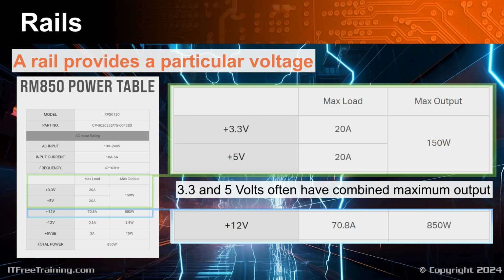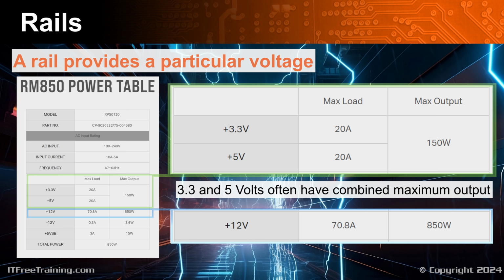12 volts is the biggest power draw on a computer. Thus, it will generally have the highest maximum output. In the real world, you don't really need to worry too much about the maximum rail output. Devices that draw a lot of power, such as graphics cards, will draw the majority of their power from the 12 volt rail. Devices such as storage devices will often use 12 volts and 5 volts.